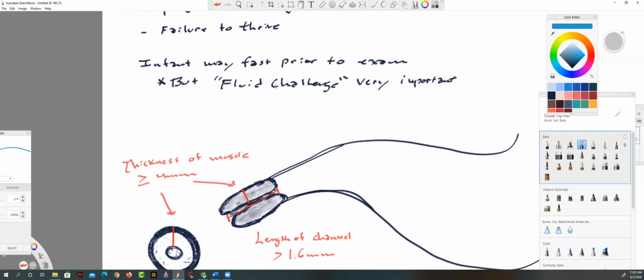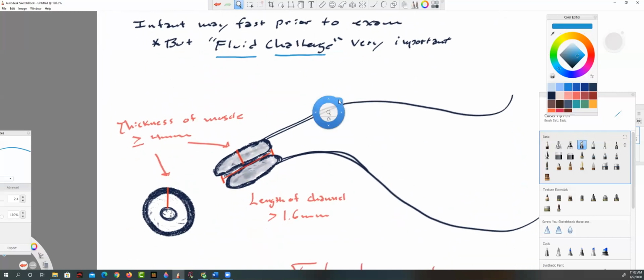The book says the infant may fast prior to exam, but I'm adding a fluid challenge. That's what we call it. The fluid challenge is a very important part of this exam. You cannot look at an empty stomach and then a pylorus and say, yep, we have pyloric stenosis, because sometimes it just looks thick, but then it's completely dynamic. If it is dynamic, then it is probably not pyloric stenosis. Dynamic meaning, does it open and close?